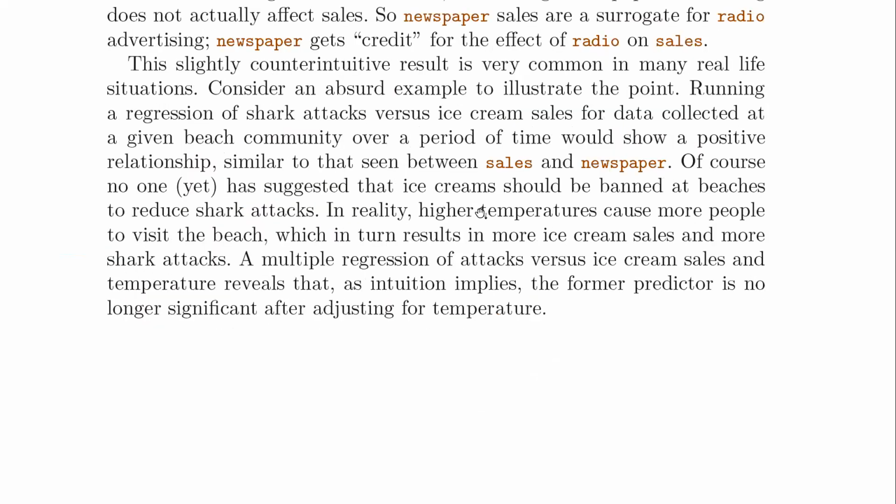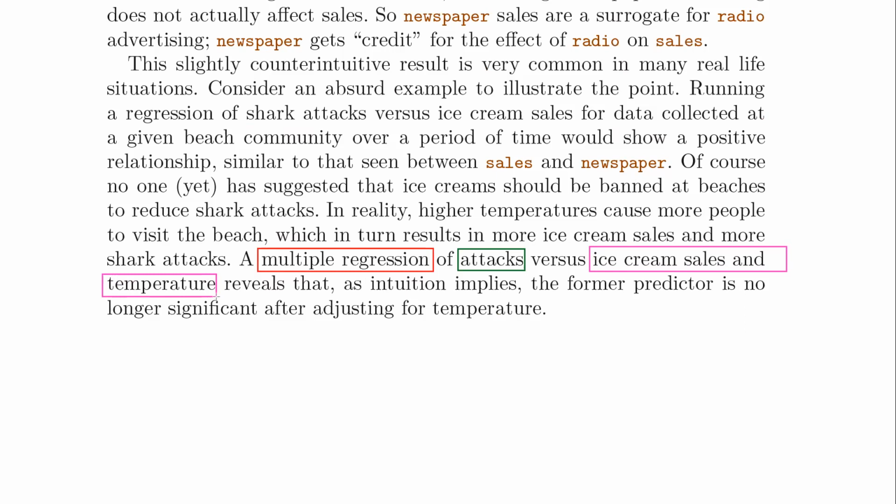Right, and I think, let's see, a multiple regression. This is what we were doing: a multiple regression of attacks versus ice cream sales and temperature. Your pink is your predictor variables, that's your x1 and x2. Your green is the vertical axis, the y variable. The red is the plane that you're going to pass through these points.